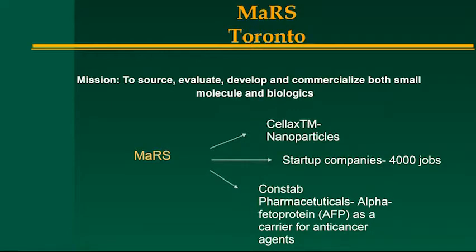Next slide, please. So in Toronto we have the MaRS, and the MaRS is another organization based on a similar model, with the same mission to source, evaluate, develop, and commercialize both small molecules and biologics. The MaRS has been very successful in creating new spin-off companies, new small pharmaceutical companies. They produced a new product called Celax, which is a nanoparticle, and from the MaRS were born many startup companies. They worked on projects that allowed them to hire more than 4,000 people since its existence.